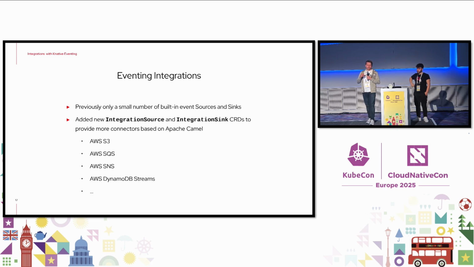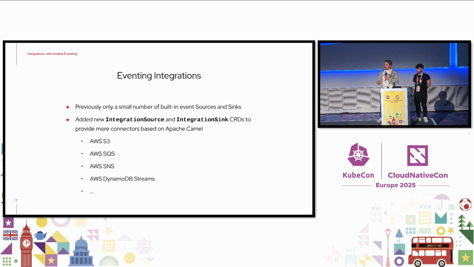Previously, Knative Eventing was limited to a small number of built-in event sources and sinks. For example, we had the API server source or the ping source. And when users wanted to connect to third-party services, they needed to leverage the container source or write their own source. And of course, this is a burden and maintenance work. Of course, you could also use some third-party sources, but some of them are not maintained very well anymore or even got shut down.